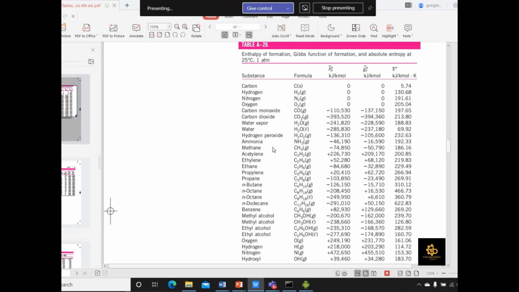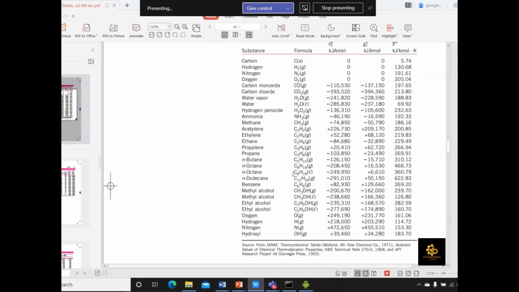Similarly, note the value of H2O. Here it is mentioned in the liquid form, so the H2O liquid value is minus 285,830. The third element is C8H18, which is the fuel. For C8H18, the value mentioned here is minus 249,950.